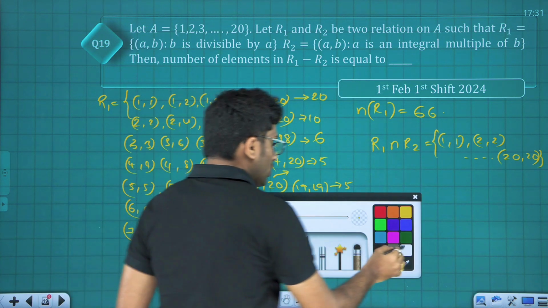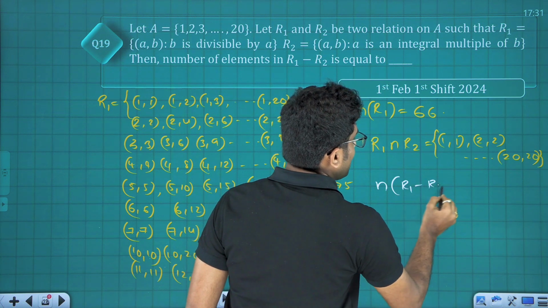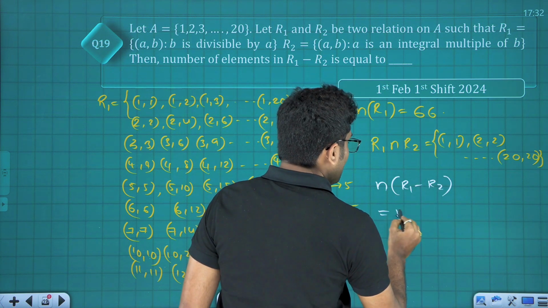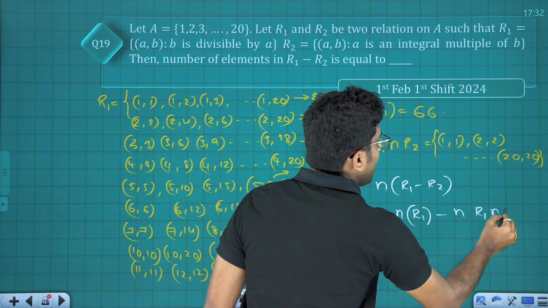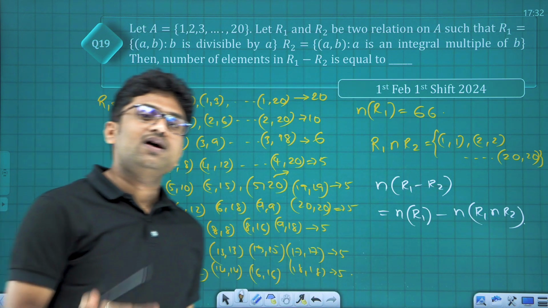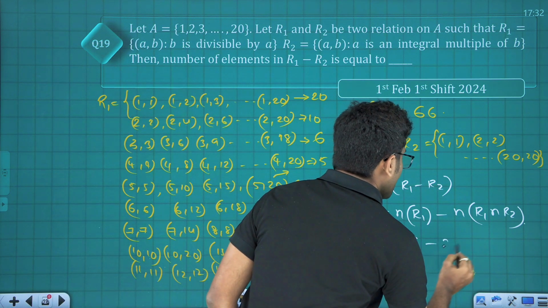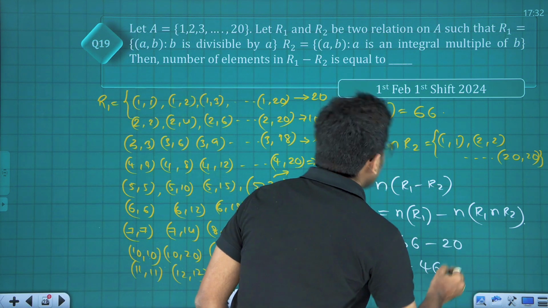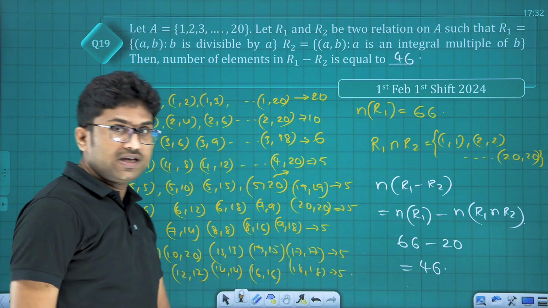Okay. So, now what they are asking, the number of elements in R1 minus R2, we can write it as the number of elements in R1 minus the number of elements in R1 intersection R2. R1 minus R2 is R1 minus R1 intersection R2, no? So, this is clearly 66 minus 20, which is equal to 46. Answer is 46, friends. Clear?